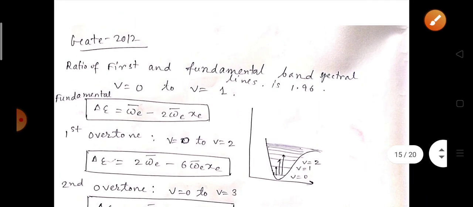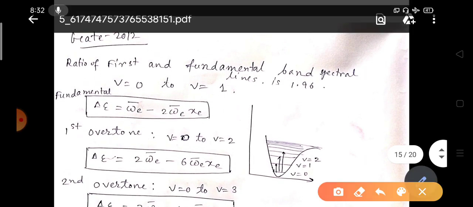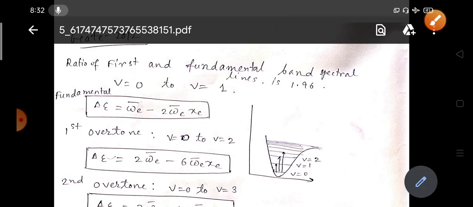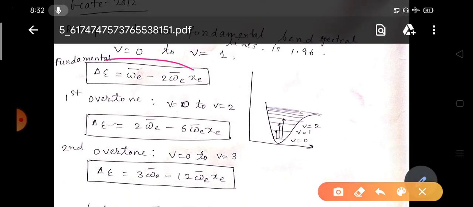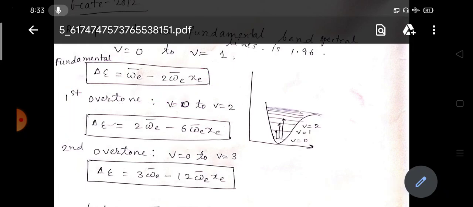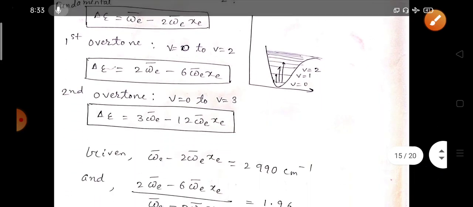So V equals 0 to V equals 1 is our first fundamental band, and the first overtone is V equals 0 to V equals 2. We have calculated the fundamental band value, that is the energy difference delta E equals omega E minus 2 omega E xc, and for the first overtone the energy difference is 2 omega E minus 6 omega E xc, and the ratio between the fundamental and the first overtone has been given as 1.96.